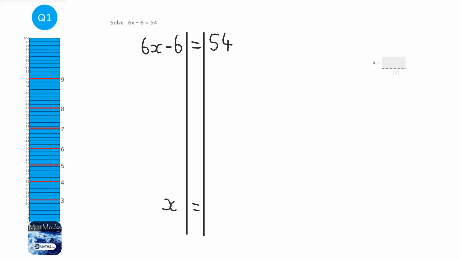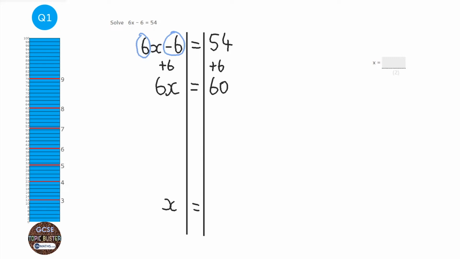So looking at the left hand side, we need to get rid of this 6 here, the take away 6 there. Now we must remove the plus or the minus first, as long as it's not trapped in a bracket or a fraction. So we're going to get rid of the minus 6. To do that, we need to do the opposite of it. So we need to add 6 to both sides. So we're going to end up with 6x on the left hand side, because we've got rid of the minus 6. And we're going to add 6 to that to make 60.